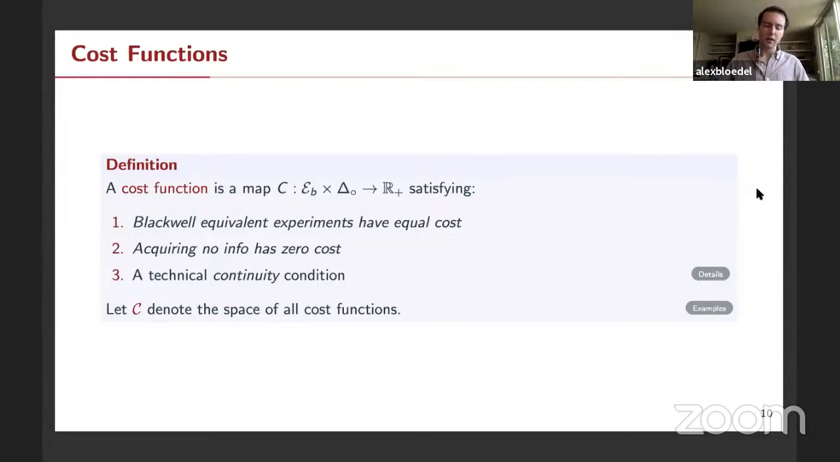So, for instance, the cost function from Philipp's paper with Omer and Luciano has the property that the cost of a completely informative experiment is infinite. And when we do sequential optimization, this causes some technical headaches. And so restricting to bounded experiments allows us to get around that.